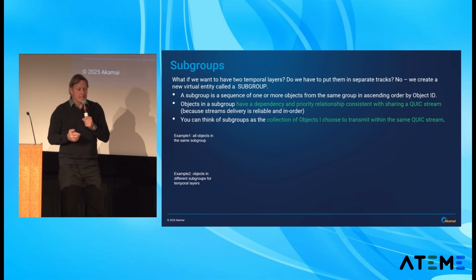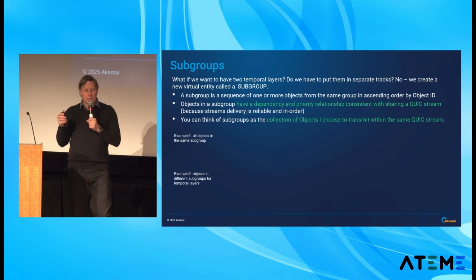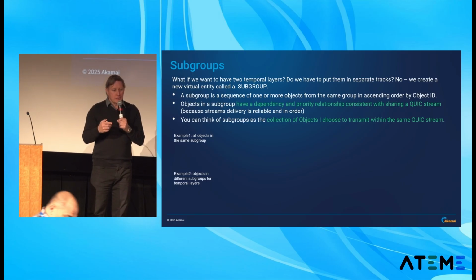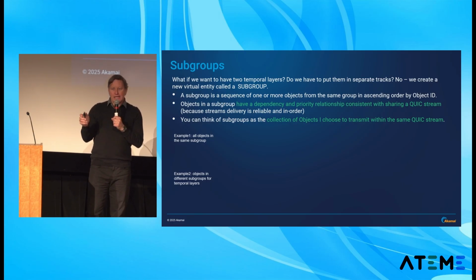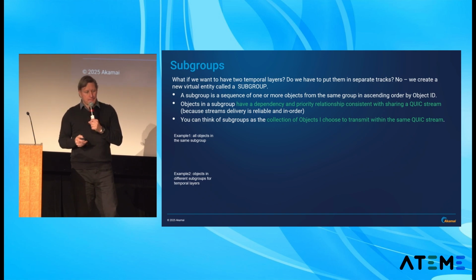So a subgroup is a sequence of one or more objects in the same group where the object ID increments. And they have the same dependency and priority relationship consistent with sharing them on a QUIC stream. And if you say that in reverse, it basically says a subgroup is the collection of objects that I want to deliver on the same QUIC stream.